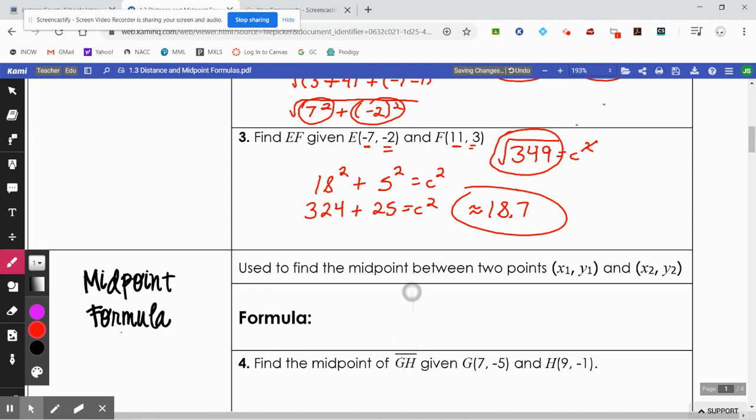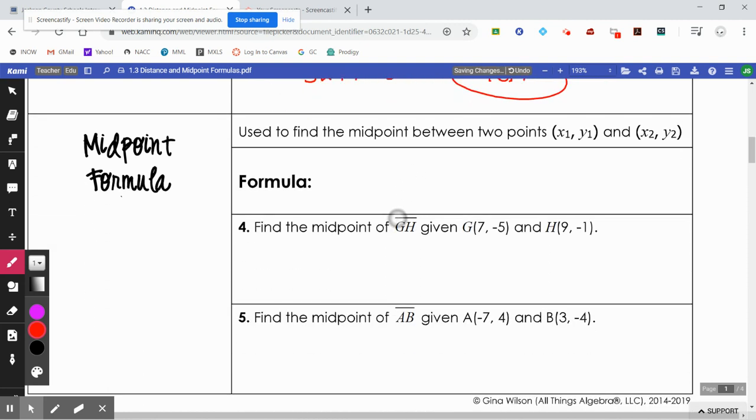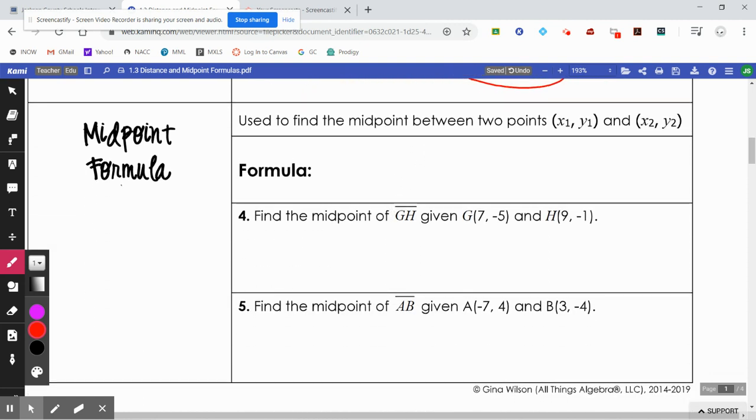Okay, next up we're going to talk about the midpoint. And if you don't understand what a midpoint is, by definition, if you've got a line segment, the midpoint is exactly what it says. It's the middle point. It's the point that's halfway between the endpoints of that line segment. It cuts it perfectly into two equal in length line segments.